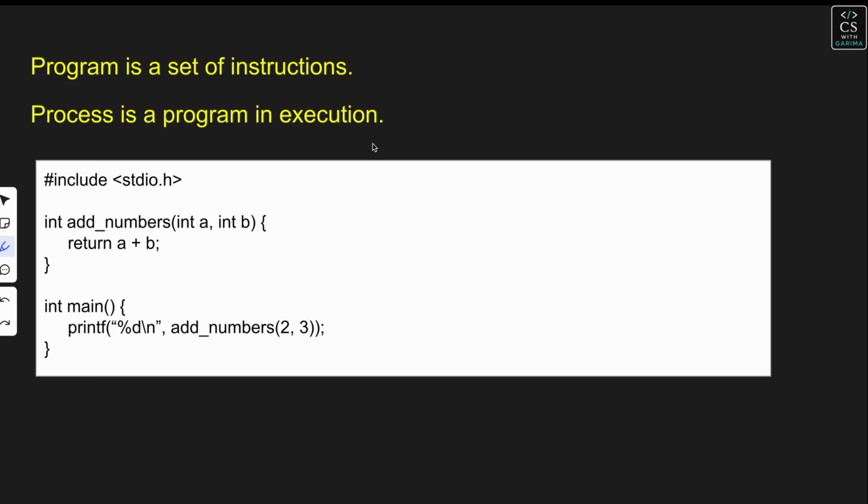Let's actually start with taking an example of a C code. Now, as you can see, this is a very simple C program, which is adding two numbers and returning the value of that and printing it out on the console. This is what you call as a program. So what is a program? A program is a set of instructions. Now, what do we mean by instructions over here?